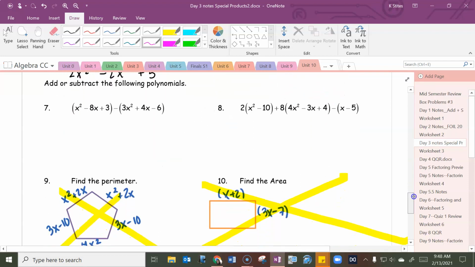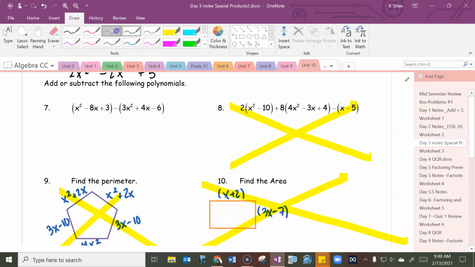Okay, the final thing we're going to do is number 7. We're going to skip 8, 9, and 10. Add or subtract the following polynomials. Now, this is what we worked on in a previous lesson, and what you don't want to do is you don't want to FOIL. FOIL is for multiplying. This is just combining like terms. The only multiplying we're doing is we have to distribute a negative 1 here, which is going to change all of these signs. All right, but we are not FOILing this. FOIL is for multiplying. This is a negative 3x squared, a negative 4x, and a positive 6.